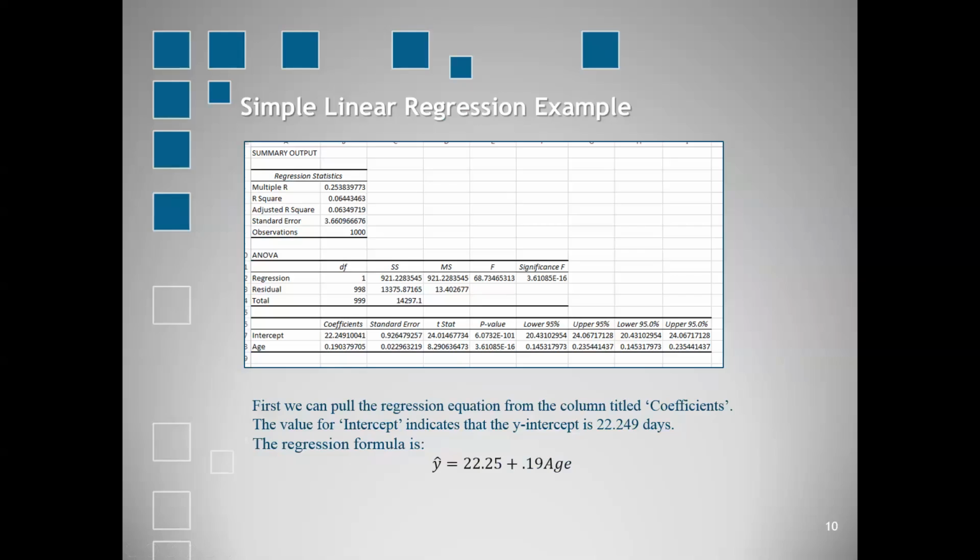First, we can pull the regression equation from the column titled Coefficients in the third box. The value for intercept indicates that the y-intercept is 22.249 days. Or in other words, a patient who is 0 years old would have an average stay at the hospital of about 22 days. The value of age corresponds to the slope. For a 1 year increase in patient age, the length of stay increases by 0.19 days. So therefore, we can write the regression formula as the predicted length of hospital stay, y hat, is equal to our y-intercept, 22.25, plus our slope of 0.19, times any value of age we want to plug in.